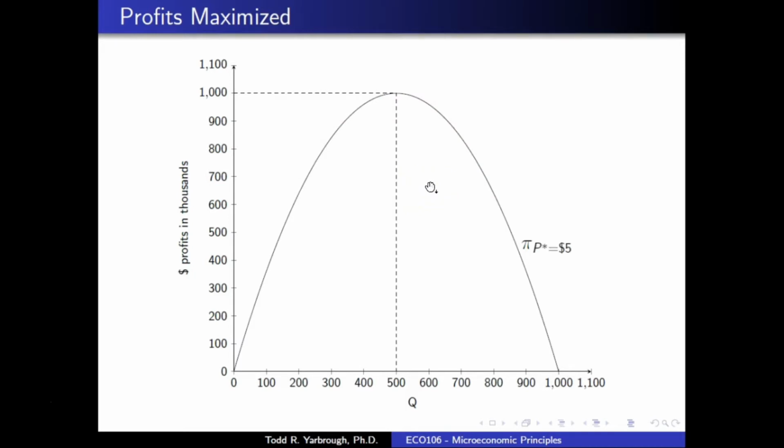Well, they will think on the margin. As we've talked about before, optimizers think on the margin. Maximizing profits is the optimization problem for the producer. So in order to locate this number of units, the firm will think on the margin.